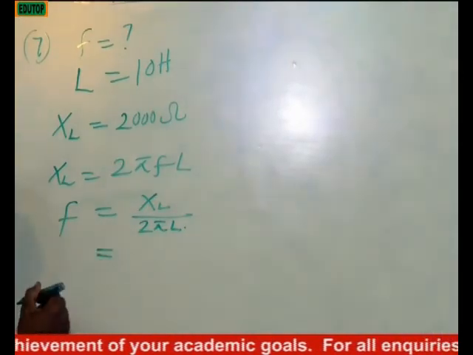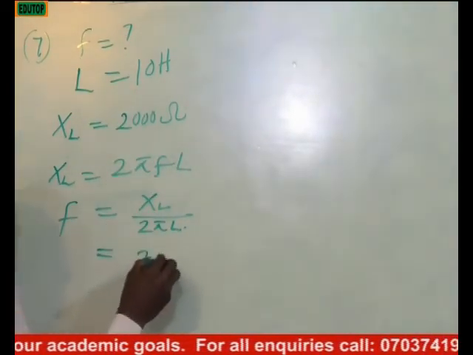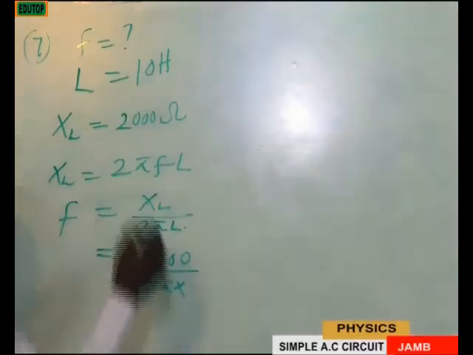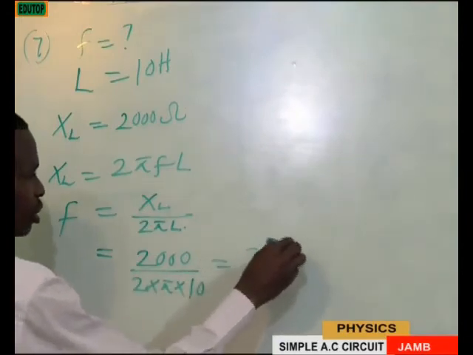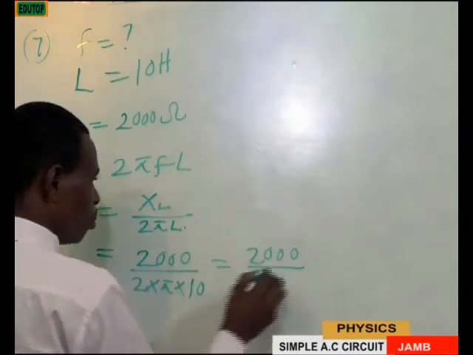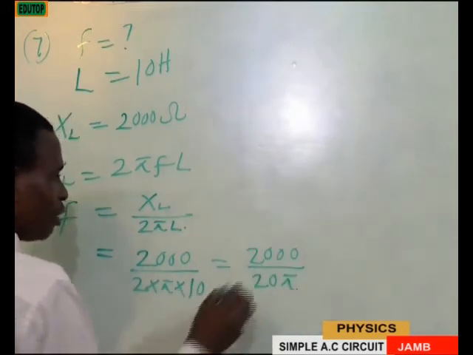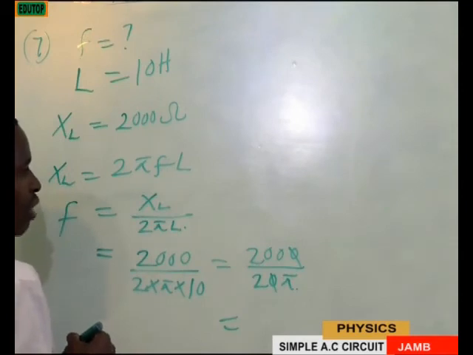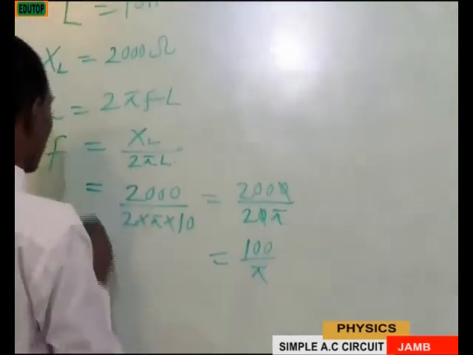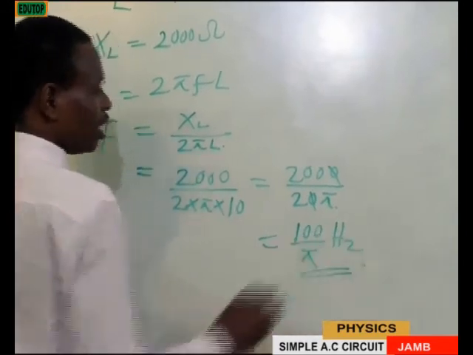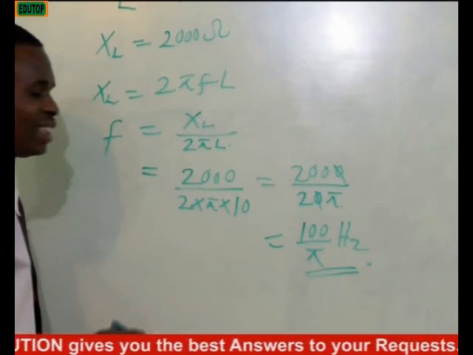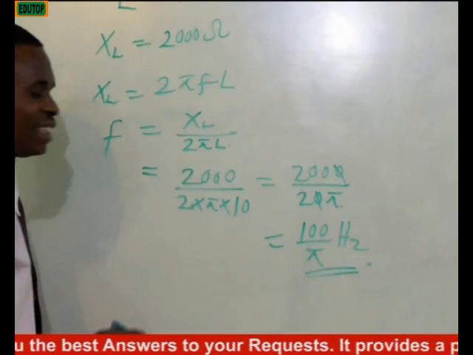Let's now do a simple substitution. XL is 2000, over 2 pi, L is 10. 2000 over 2 times 10, that's 20 pi. Now what are we having? 2 into 200, 100 over pi hertz. And that is the simple solution to that question in terms of pi. And that's the solution to question number 7.